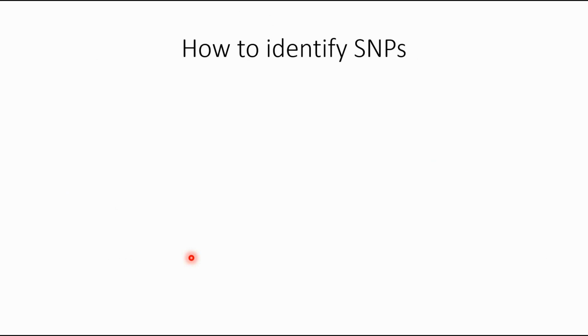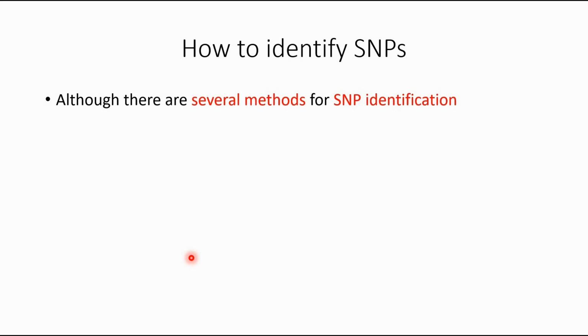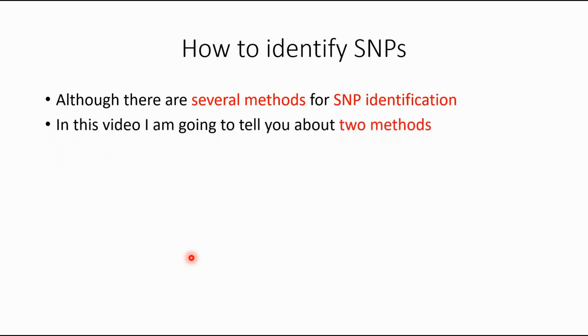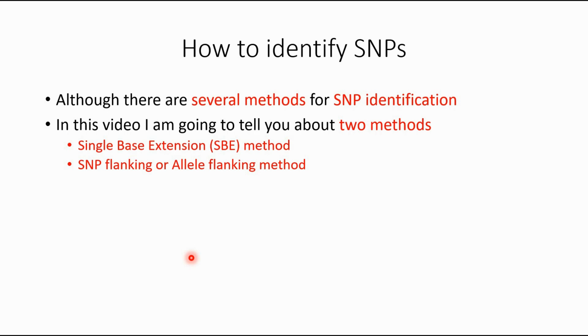How can we identify SNPs? Although there are several methods for SNP identification, in this video I'm going to tell you about 2 methods. One of them is called the single base extension method and another is called the SNP flanking or allele flanking method. So SNP flanking or allele flanking method is the same method. We will also talk about allele specific primers in my next video.